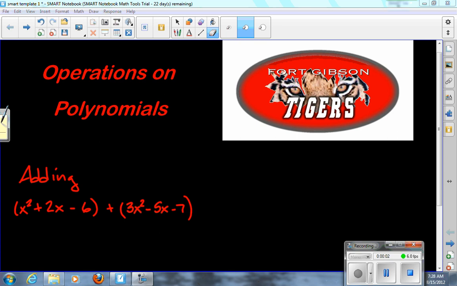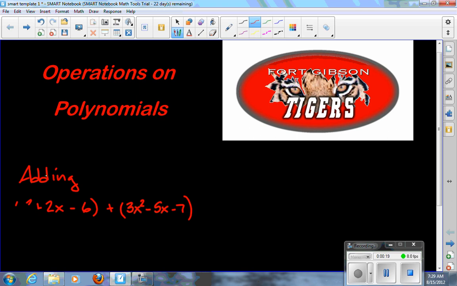This lesson has 4 parts: adding, subtracting, multiplying, and dividing of polynomials, which these two are each a polynomial. They're actually specifically trinomials, but either way they're polynomials, and all you have to do is add the similar parts or like terms.